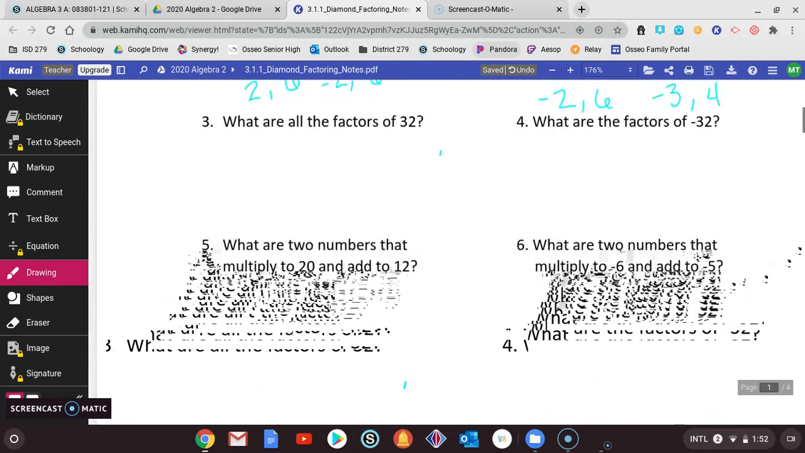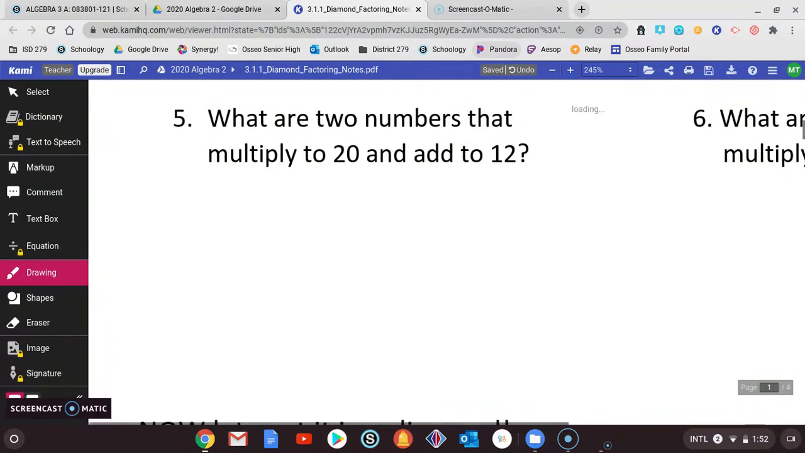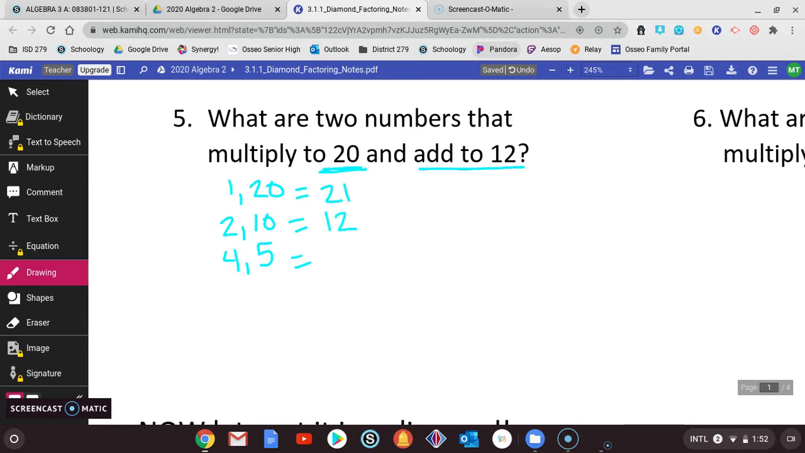I'm going to skip those two. What are two numbers that multiply to 20 and add to 12? So now we need to find the factors of 20. 1 and 20, 2 and 10, 4 and 5. And now we have to add to 12. So this gives me 21. Here we go. So that means the factors that I'm looking for are 2 and 10.